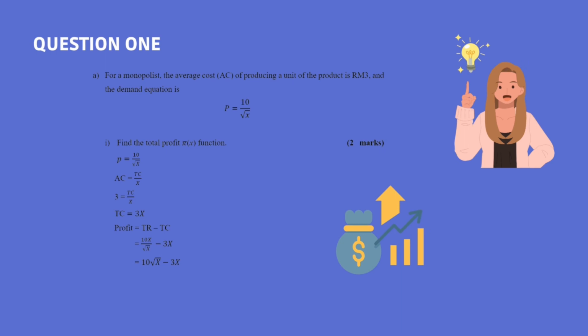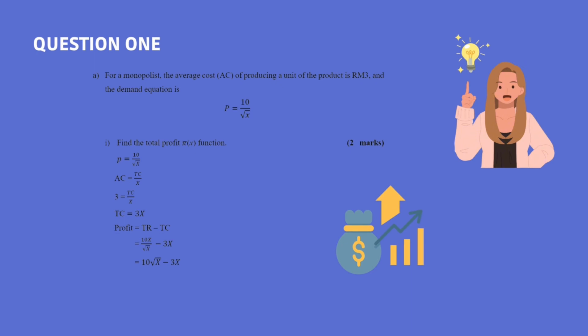P equals 10 over square root x. This equation represents the price P as a function of the variable x. It states that the price is equal to 10 divided by the square root of x. AC equals TC over x. Here, AC represents average cost and TC is the total cost. The average cost is defined as the total cost divided by the quantity produced.